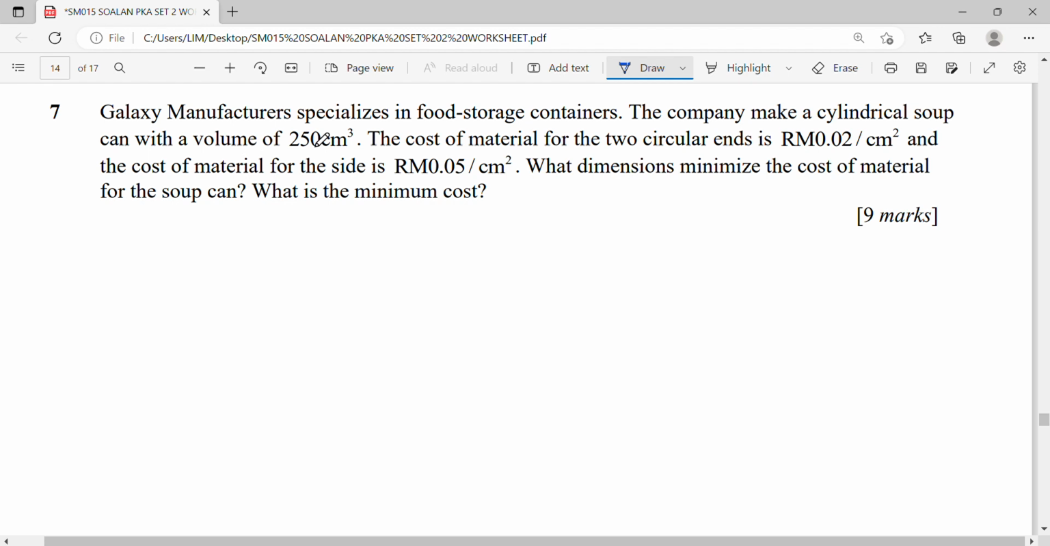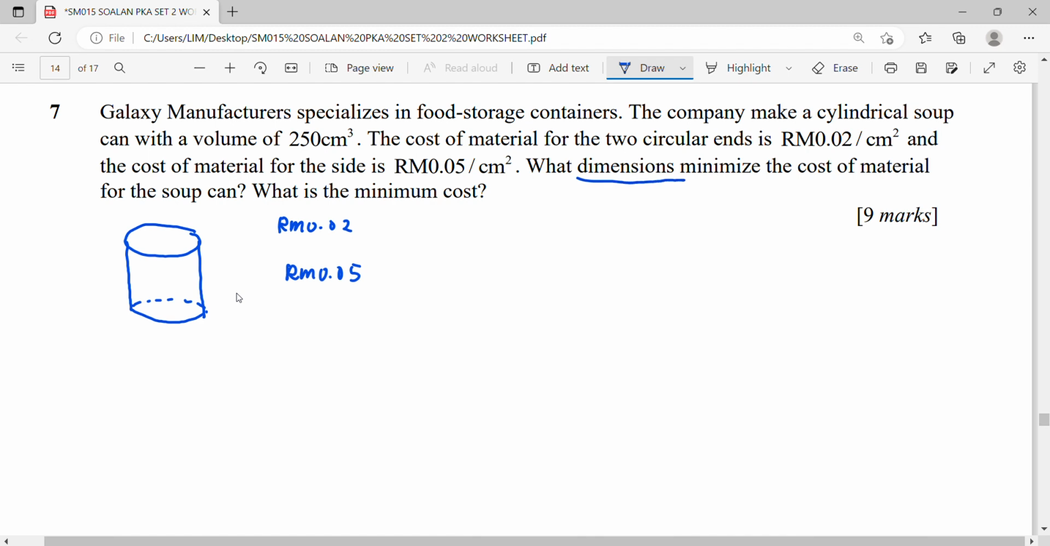First step, normally when we want to do this question about maximize and minimize, we identify the shape, the unknown. So the shape here is a cylindrical container. And your material for these two ends here is Rn 0.02 per cm squared. Then for the side here is Rn 0.05. Then you have to figure out what dimension can minimize the cost.